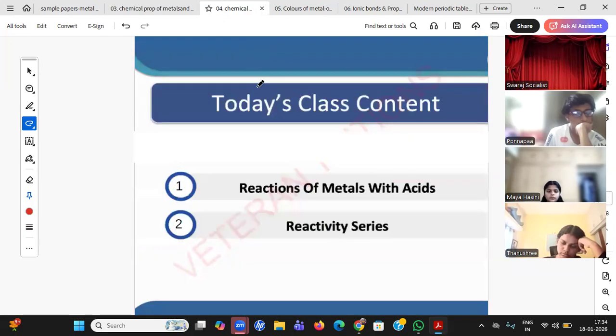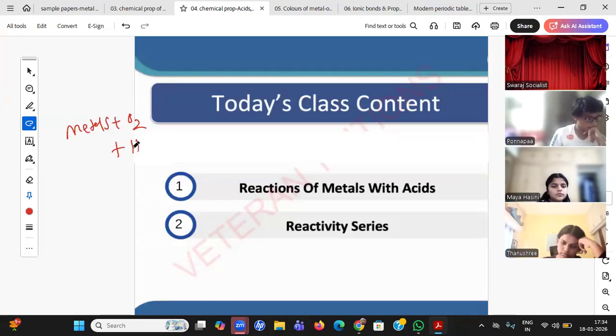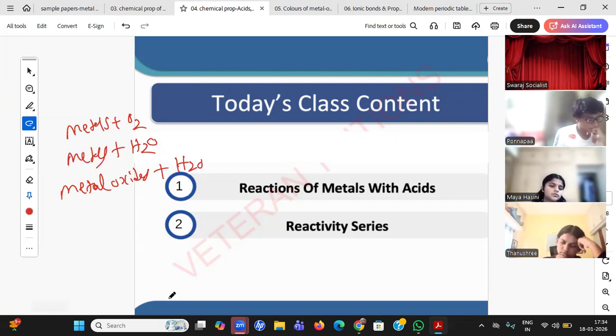That way we have finished this. So students, we have finished metals with oxygen, metals with water, and metal oxides with water. These three we have finished. Students, please pause me if at all you have doubts. Yes, that is also one of the reasons, but you can just shield it with something. If it is poisonous, you can shield it with something, but you are not at all using lead.